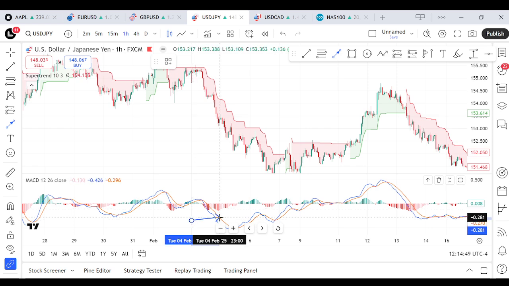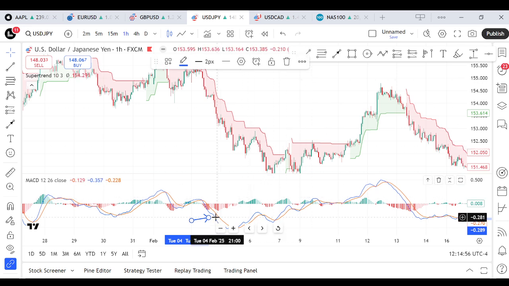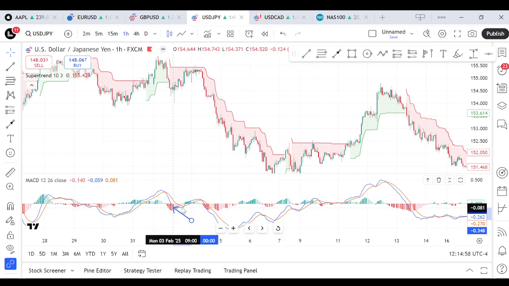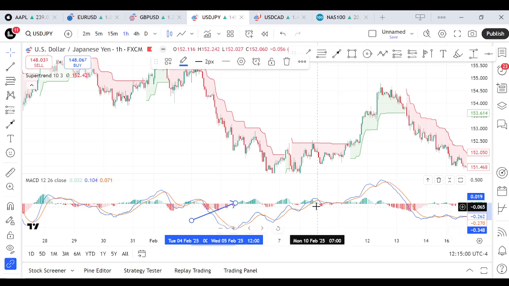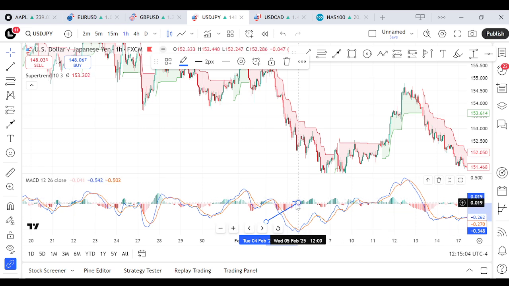So this signal line is usually a 9 period EMA of the MACD line. And also we have a histogram, which is these red and green bars in the MACD. You can see it clearly, and this represents the difference between these two lines. The MACD helps you identify potential trend reversals and momentum shifts in the market.